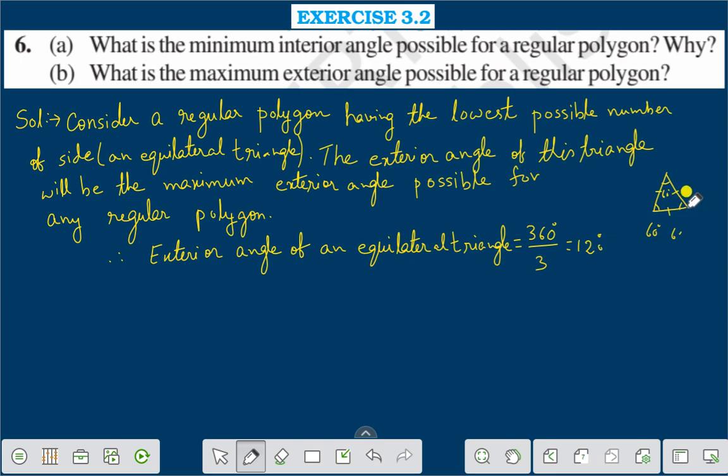If we extend this one, if it is 60 degree, this is obviously 120 degree. If you extend this one, this is also 120 degree. If you extend this one, this is also 120 degree. This is the exterior angle. Therefore, the exterior angle of an equilateral triangle is 120 degree, right? Hence the maximum possible measure of external angle of any polygon is 120 degree.